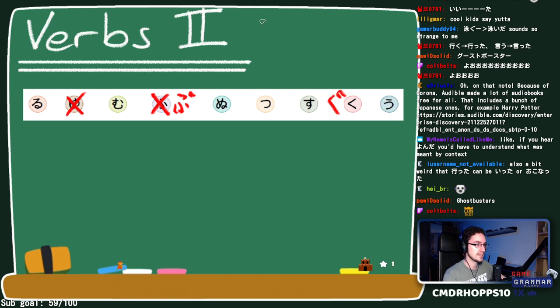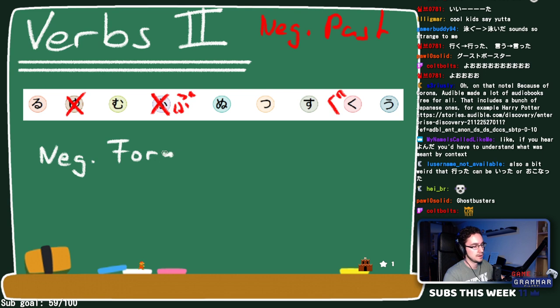Let's look at negative past tense, okay? Negative past. This is the easiest part. I'm gonna do this in 1 minute, and your brains are gonna be like, wow, I actually already mentioned it. Negative past tense is super easy because you just take the negative form and make it past. It sounds weird, but you'll know what I mean.